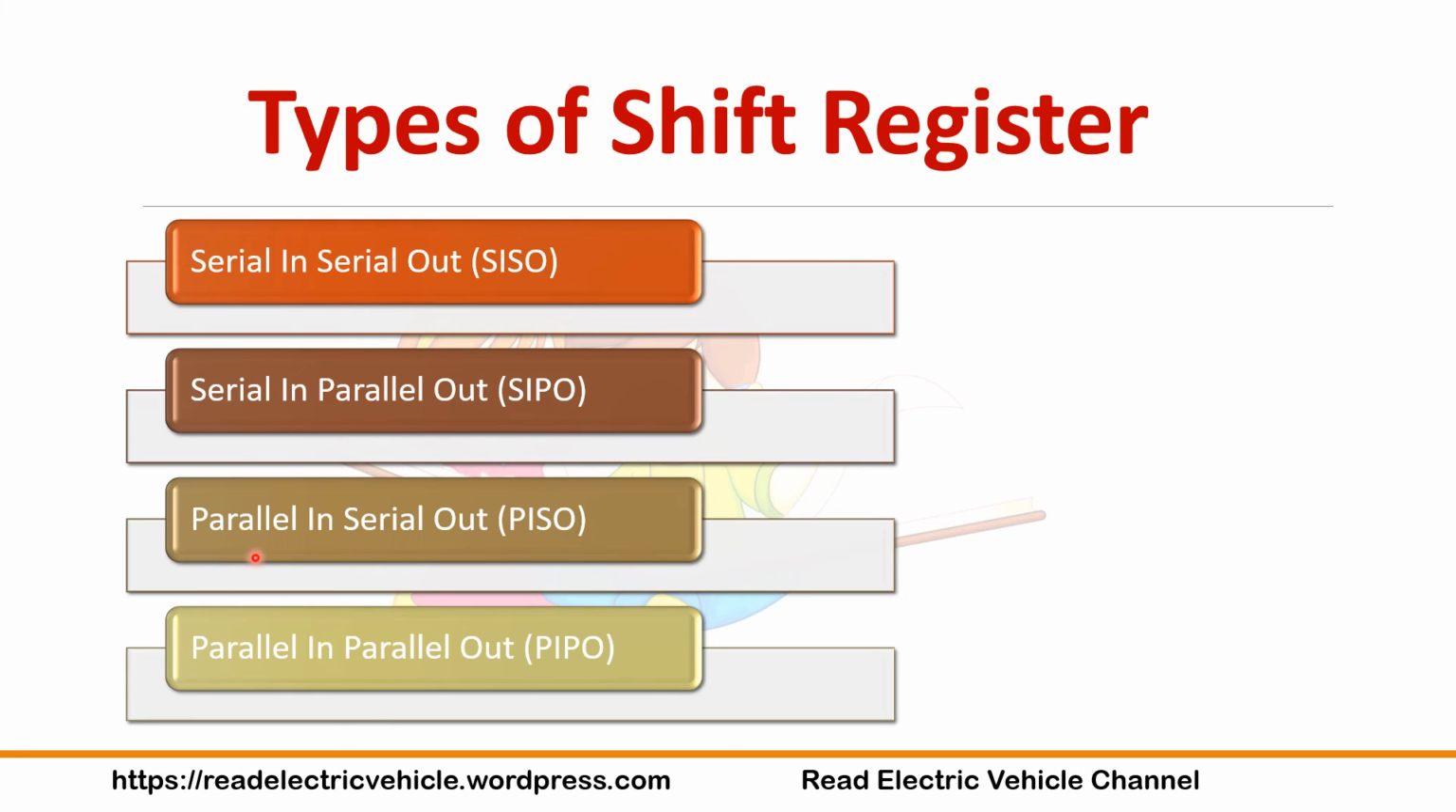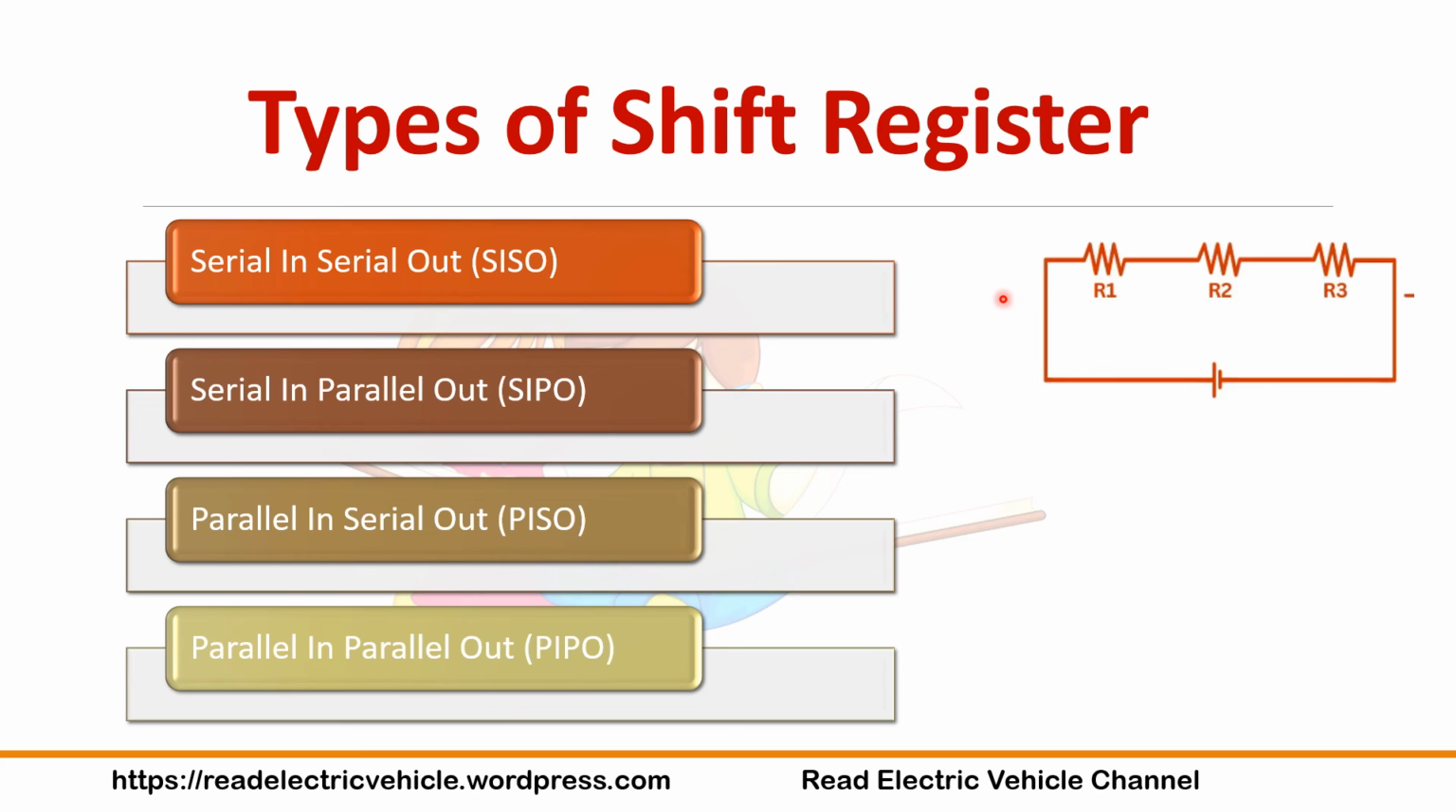Then you have parallel in, serial out. That is, you will load the input data to the flip-flops at the same time. All the flip-flops will get the input data at the same time, but you take the output one by one. Next is parallel in, parallel out. So here you load the data parallelly and you take the output also parallelly.